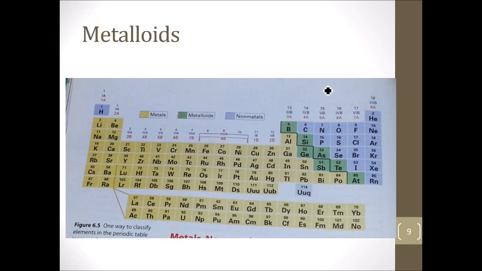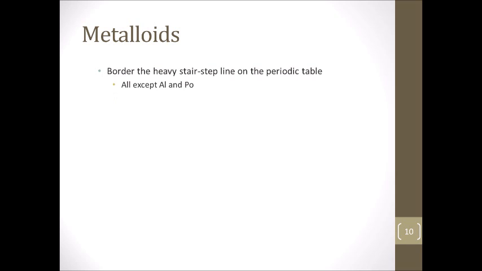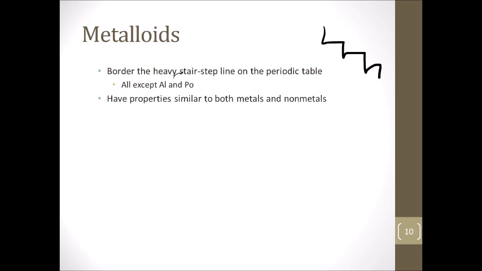All right, then the oddballs are these metalloids. You see this little step staircase? Most of the elements touching the step staircase, these green ones here, are metalloids, not aluminum or polonium. So the metalloids border that heavy stair step line on the periodic table, except for aluminum and polonium. They have properties similar to both metals and nonmetals.